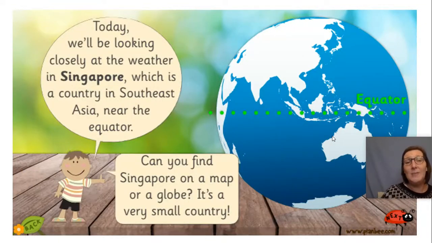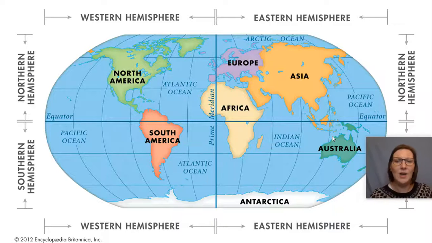So today we're going to be looking closely at the weather in Singapore. Now, Singapore is a country in Southeast Asia. Do you remember we talked about continents as well? Well, Singapore is in the continent of Asia. Now, because I haven't got a globe to give to you, we're going to have a look at a map, and then we're going to find it on the map and zoom in, because it is only a very small country.